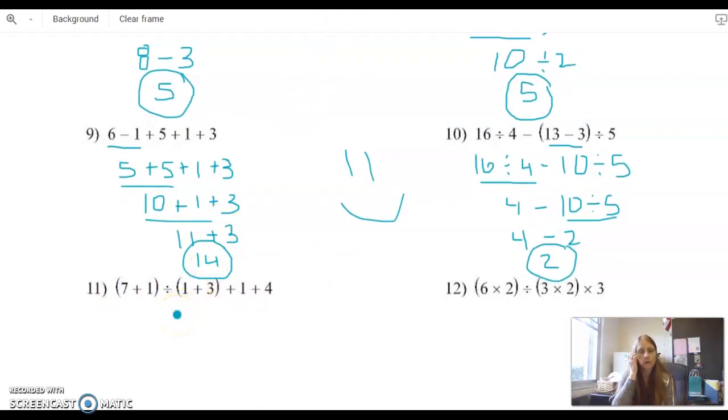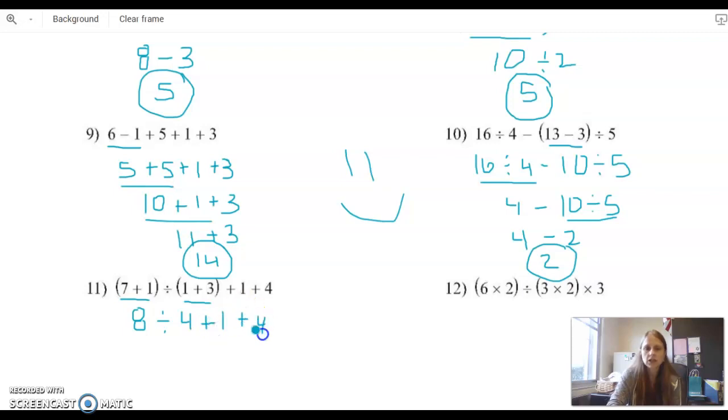So number 11, we're doing our parentheses first. So we've got this group of parentheses and this group. We could go ahead and do them at the same time because they're not inside of each other there. So 7 plus 1, we could change to 8. Divided by 1 plus 3 would be 4. Still plus 1 plus 4.